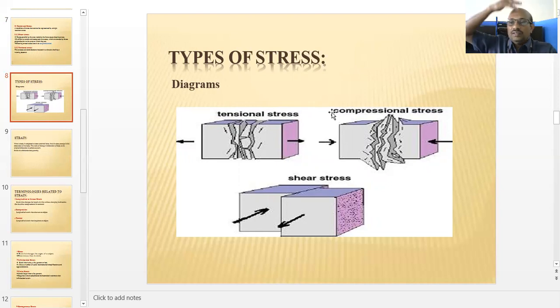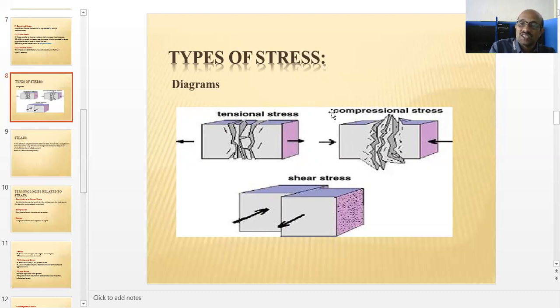Another one is shear stress. By observing these figures and diagrams, we can see it very clearly. Here one side is pulling and the other side is pushing. There is a dislocation, but the centroid and everything else remain as one, so there is no problem.